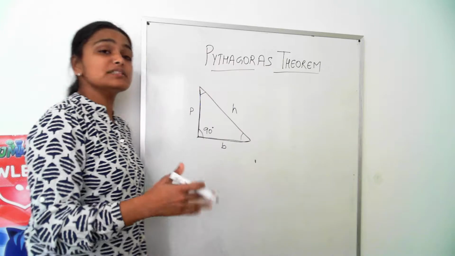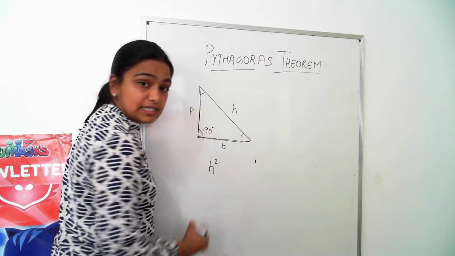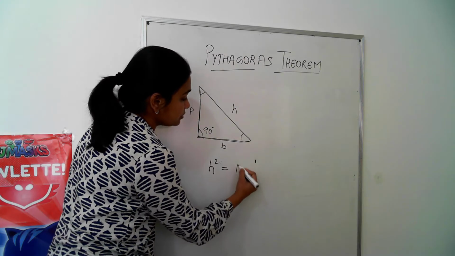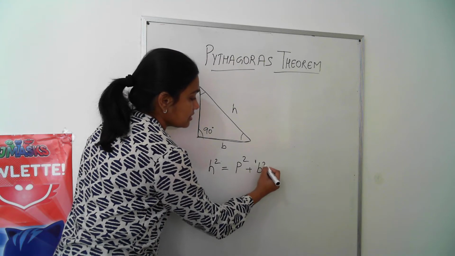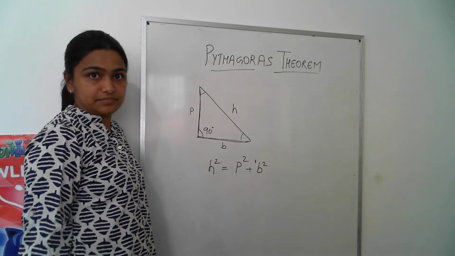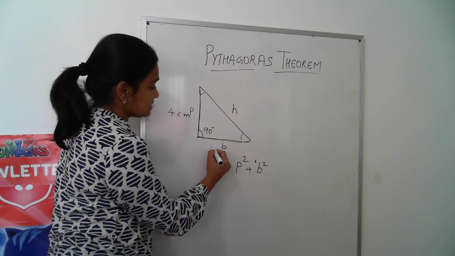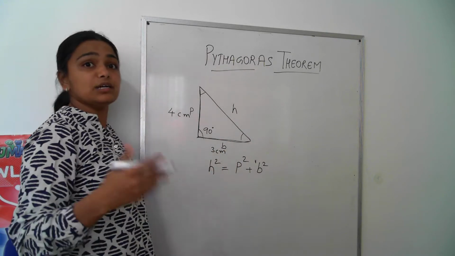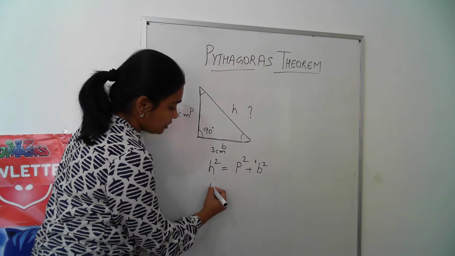Okay. Now what is the formula for hypotenuse? The square of hypotenuse is equal to the square of perpendicular plus base square. For example, again, if this is 4 centimeter and this is 3 centimeter and the question is to find what is hypotenuse, how will you find?